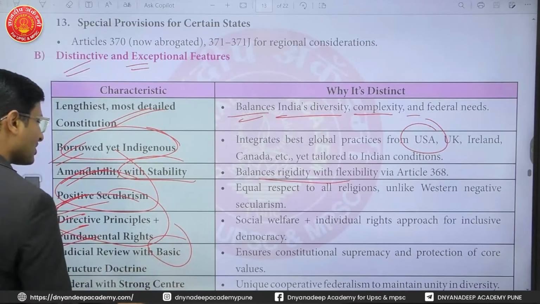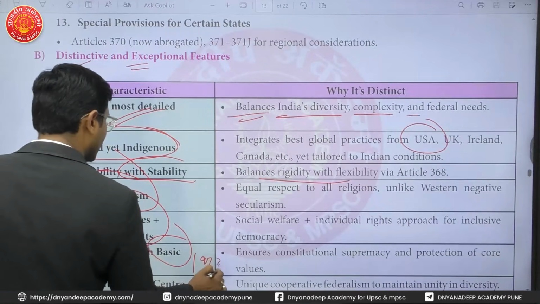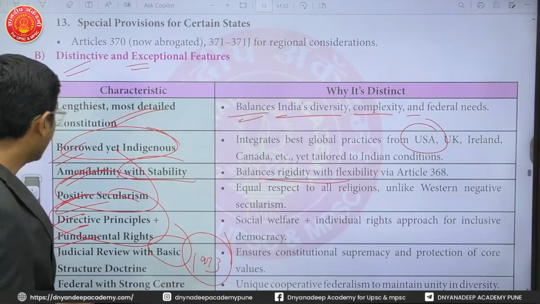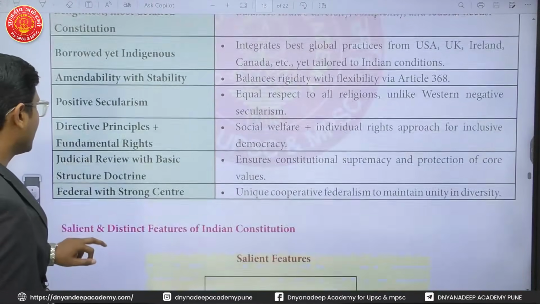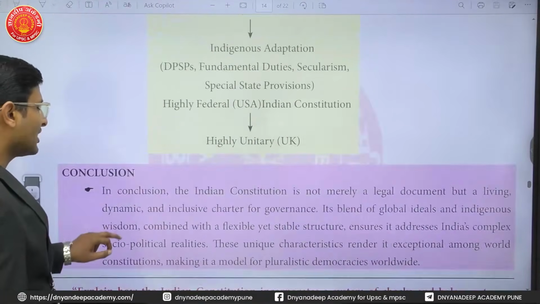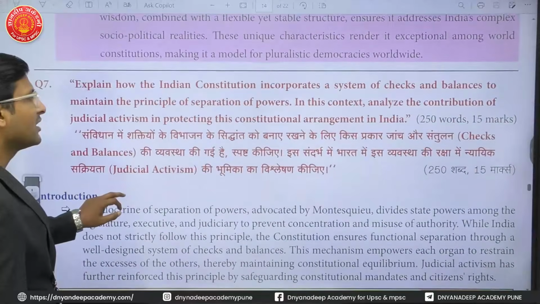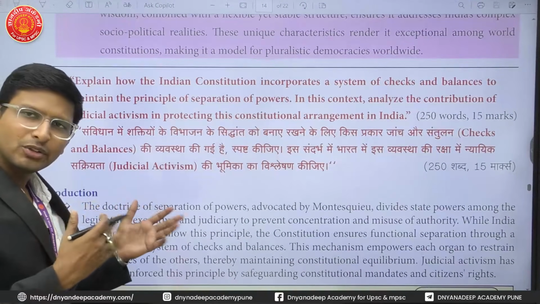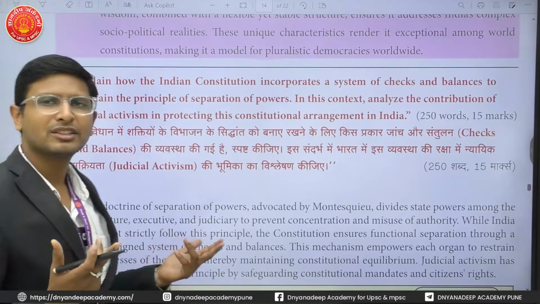Basic structure of the Constitution, Kesavananda Bharati judgment, 1973. It is an Indian innovation. No other judiciary all over the world has given the basic structure doctrine. So these are the provisions that make the Indian Constitution unique and different from other countries. Very easy questions. Write down the features and how they make it unique.